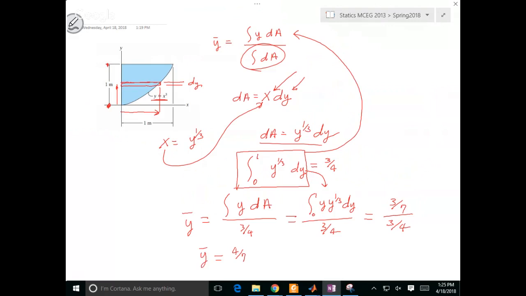Well, 4/7. It can't be 7/7 because that'd be at the very top. Couldn't be 3.5 because it is a little above there. So I'm going to go with that. And I can bet you money that the X bar is the same thing, although I better not. I better find it out.